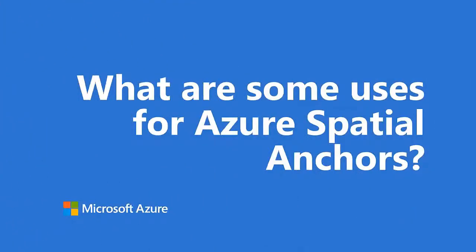Some uses for Azure Spatial Anchors. There are multiple apps that you can create with Azure Spatial Anchors. A really good use case is anytime that you need to tie specific information to a specific place. For example, if you're in a big building and you want your users to find their way around, you can put breadcrumbs around and they can detect these spatial anchors and find their way.